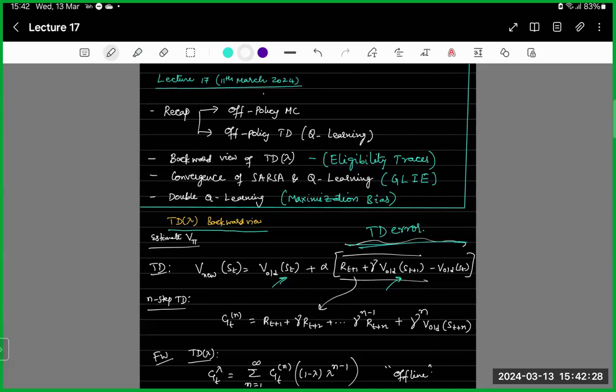So what did we do in the backward TD lambda? Backward view of TD lambda. Why do we need that first of all? Because the forward view of TD lambda is an offline algorithm, right? We have to wait till the end of the episode to make any update in our estimates, right? So what is the main concept we used in backward view of TD lambda?